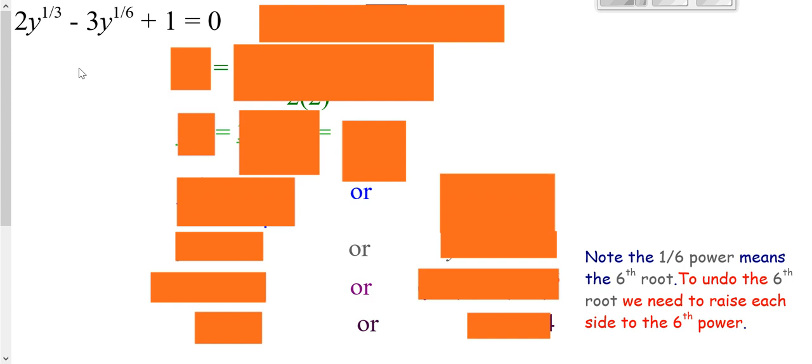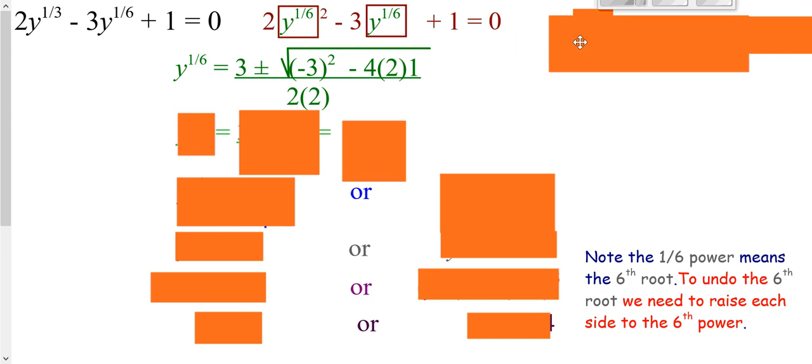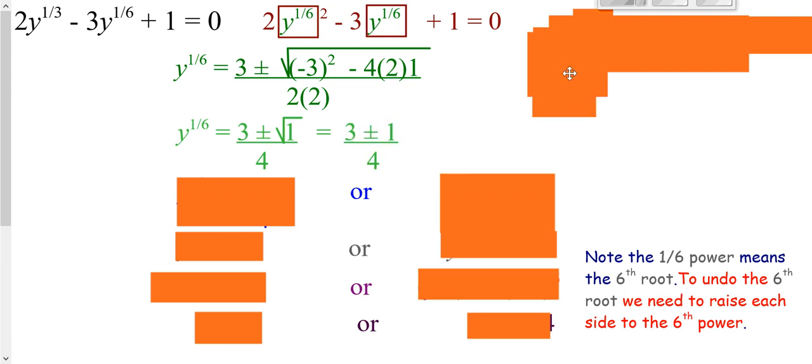This one here is also quadratic because you have 3 terms, 2 with variables, and an exponent of 1/3, which happens to be double your exponent of 1/6. So your box corresponds to what's the smaller of the 2 exponents. Here's your A, your B, your C. We solve it for that box. Plug in your A, B, and C into your quadratic formula. Remember to bring down that y to the 1/6. Simplify your quadratic formula, and we get this.